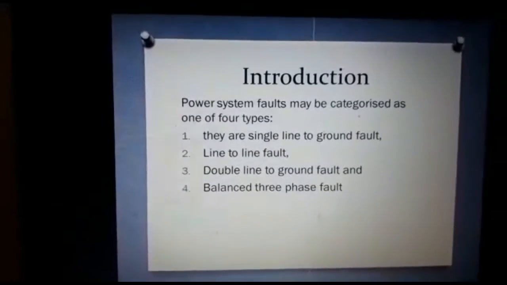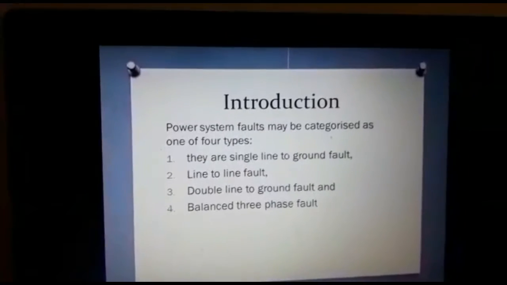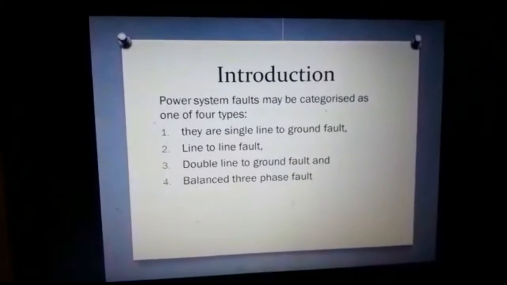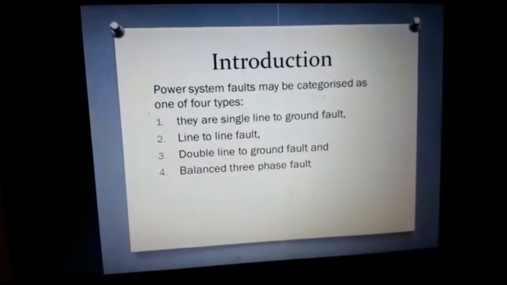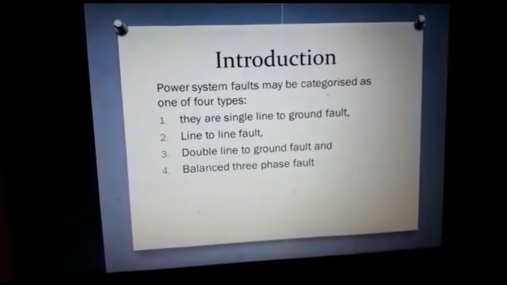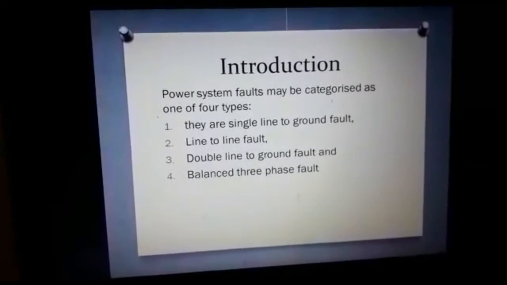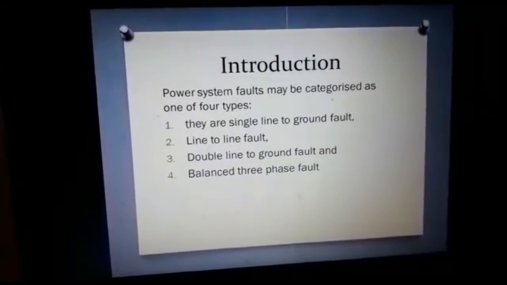Talk about these faults of every system. As we know, every system has its own faults. Power system faults may be categorized as one of four types. First, single line to ground fault. Second, line to line fault. Third, double line to ground fault. And fourth, balanced three-phase fault.